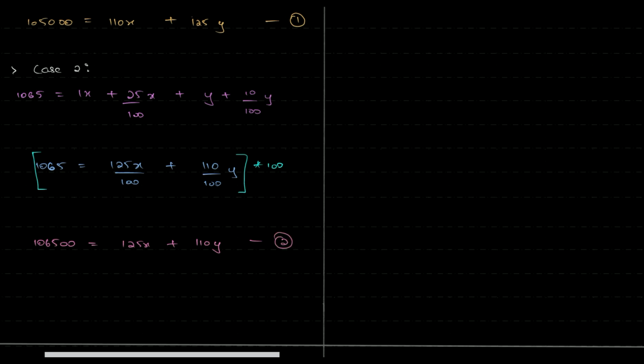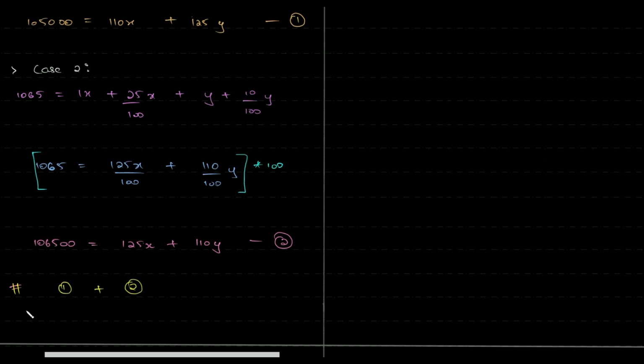So you can see equation 2 is of a particular format. It's of ax plus by, and this is bx plus ay. So what can we do with such things? We can add and subtract them. We'll get a new set of equations, and that will help us find things faster. So we'll add 1 with 2.